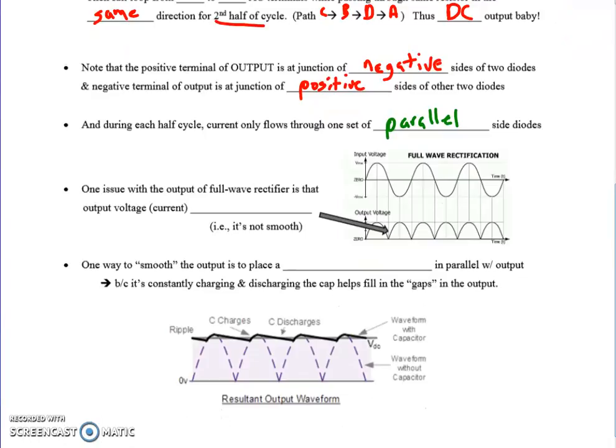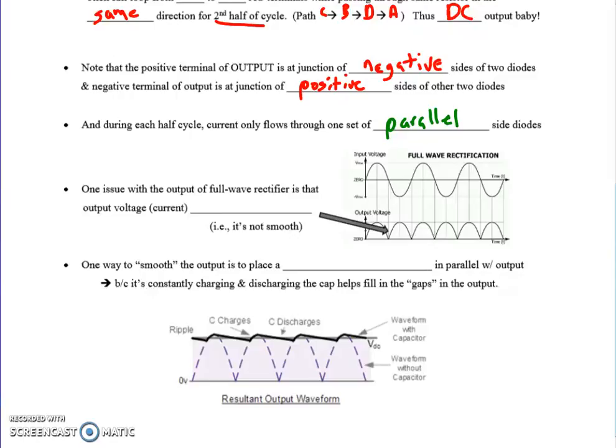Okay, last thing. One little issue with the output of a full wave rectifier is that the output voltage or the current shifts. There's another word for it. I can't think of the word off the top of my head. It's not smooth. Okay. I'll think of the word in class.